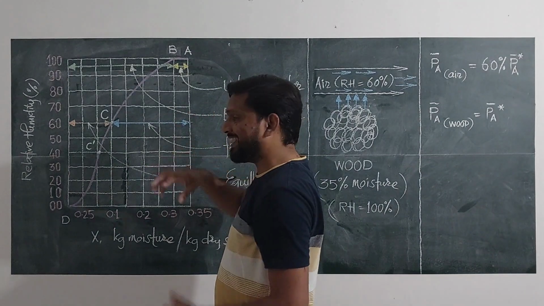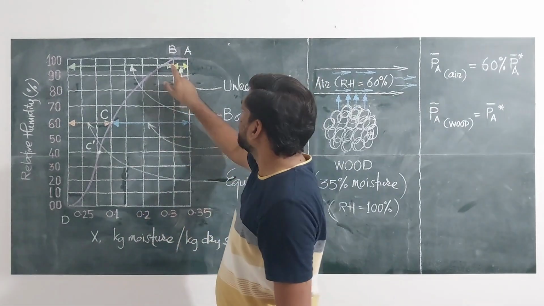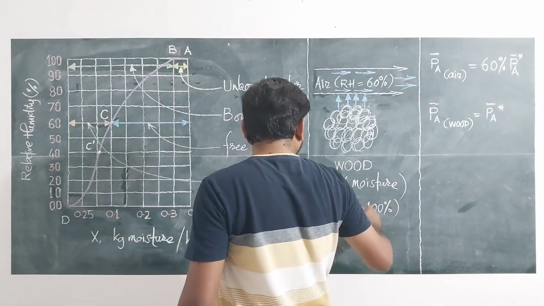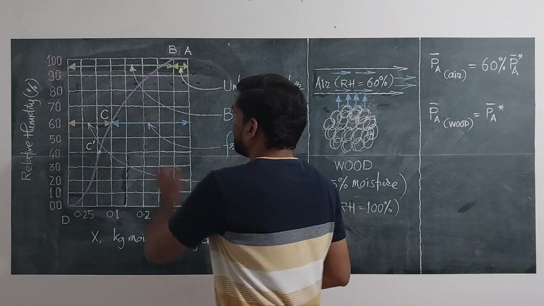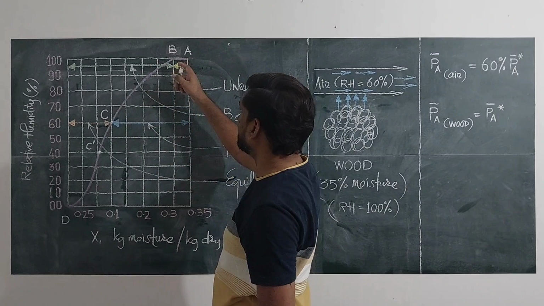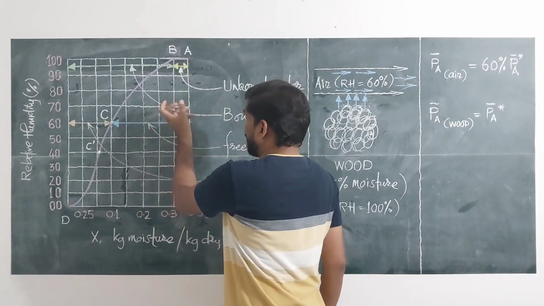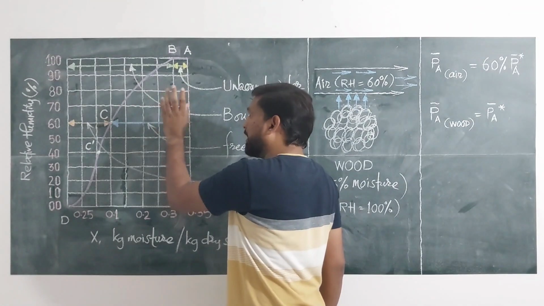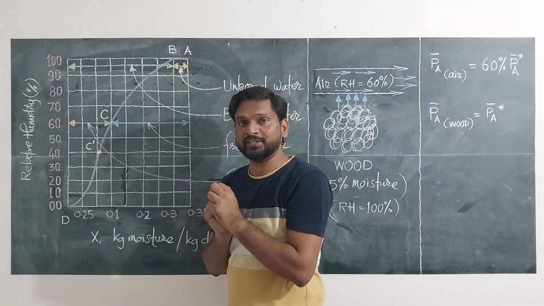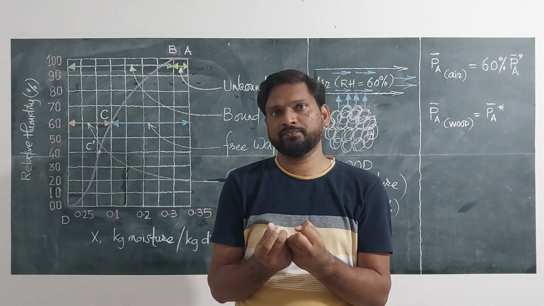But with that amount of moisture loss, still the relative humidity of the wood will remain 100%. And this will be represented by point B on the curve. Drying is going on, but the relative humidity of the wood is still 100%. This means that the wood is highly moisturized.